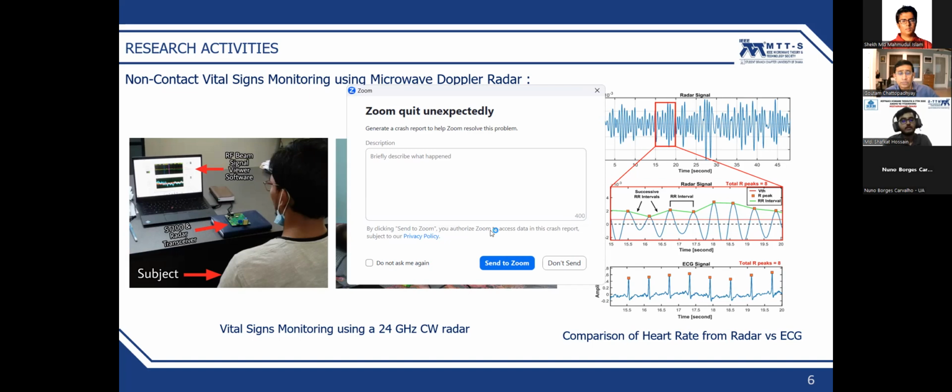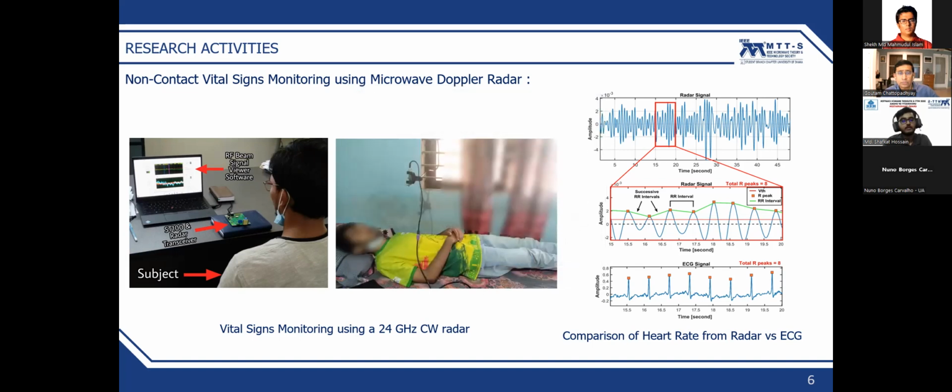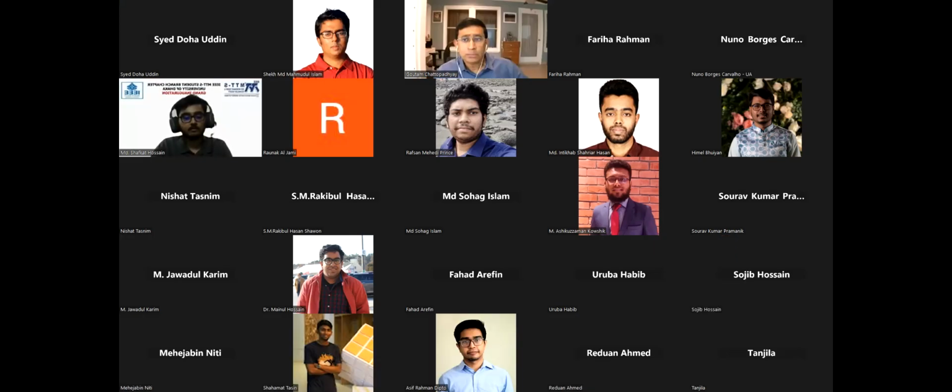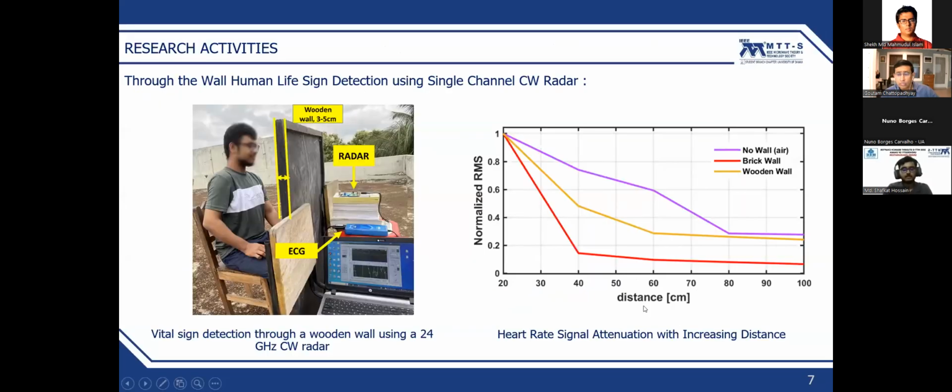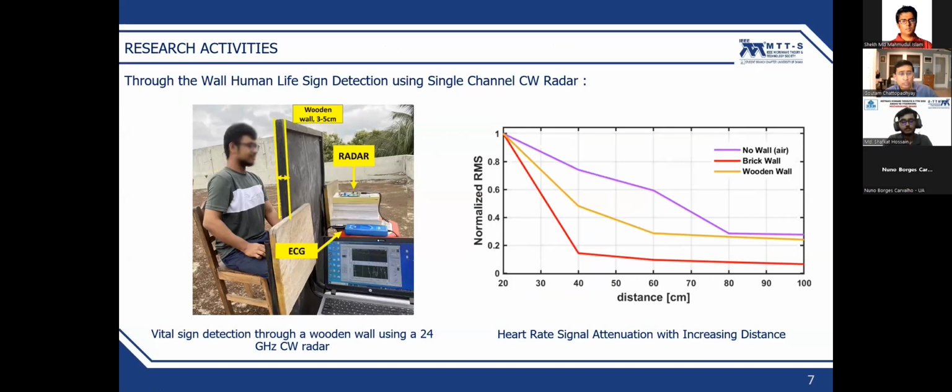We tried to extend this work by introducing obstacles like brick walls. This type of research work is very effective for scenarios like earthquakes, where people need to be rescued from under the rubble.